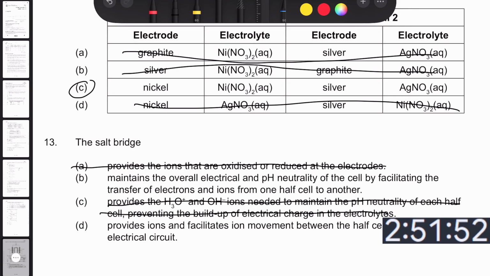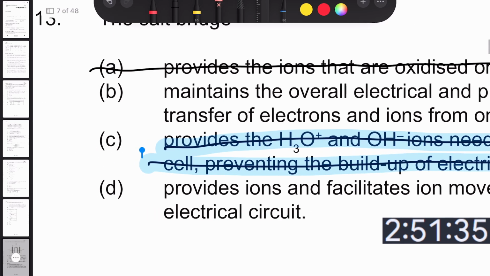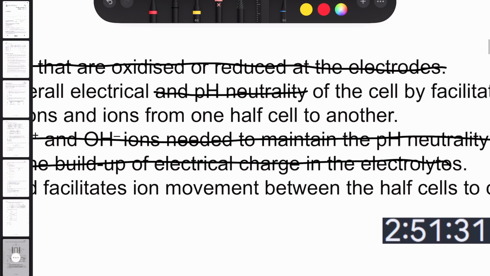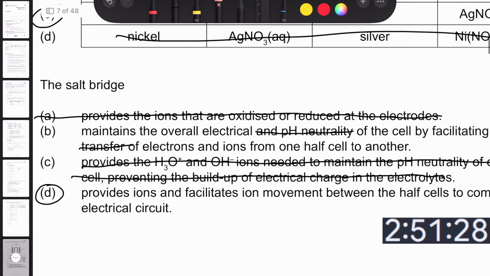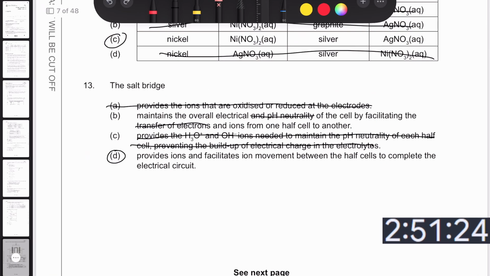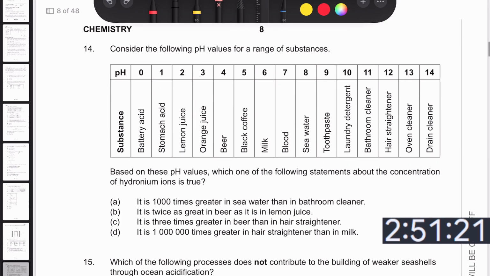Maintains the overall electrical and pH neutrality of the cell. Facilitates ion movement between cells, complete electrical circuit. I think this is the better option because it doesn't necessarily maintain pH neutrality and it's not by the transfer of electrons. But this I'm not so sure about, providing ions, but I think the best answer there is going to be D.